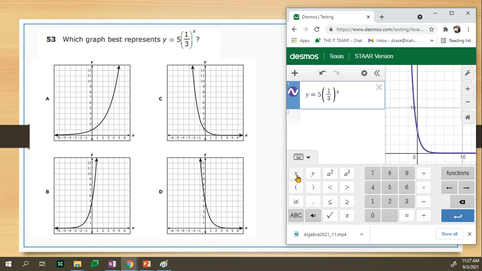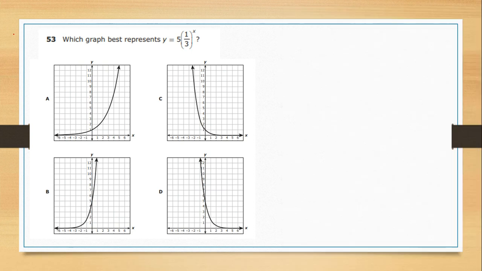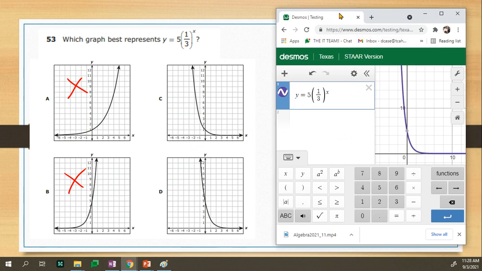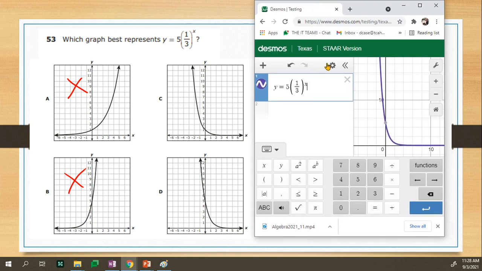Looking at graph A, it is not starting high and going low. Neither is graph B. So I'm just going to take my calculator and put an X on A and an X on B, because neither A nor B is starting high like this graph is and going low. So I know A and B are wrong, and now I know that either C or D has to be the correct answer, but it's going to take a little examination of actual points to get there.